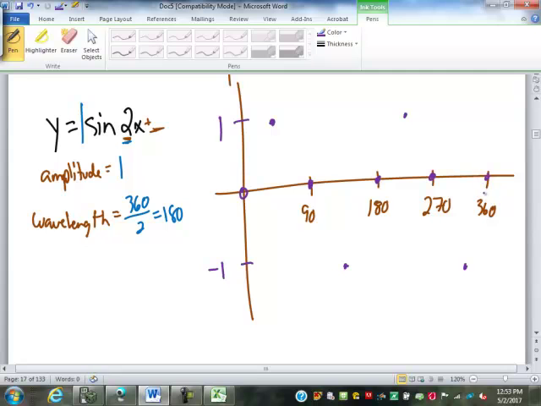Yes, that's also the frequency. There's 2 waves in 360 degrees, or in 1 cycle. Pretend those look even.